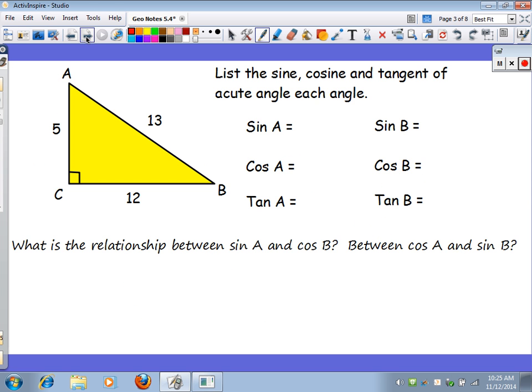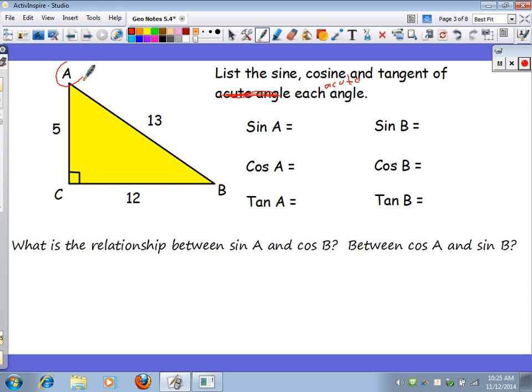Okay, let's look at one of these. Now, this is messed up right here. List the sine, cosine, and tangent of each acute angle. You can't do sine, cosine, and tangent of a right angle. It does not work. If you put it in as a right angle, it's going to say invalid or error. You don't put it in as a 90. You've got to use acute angles.